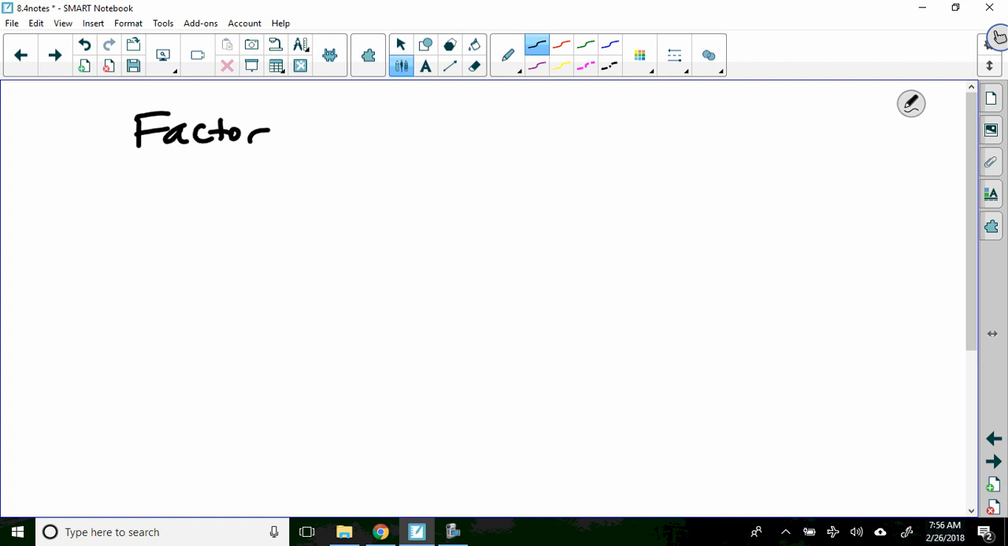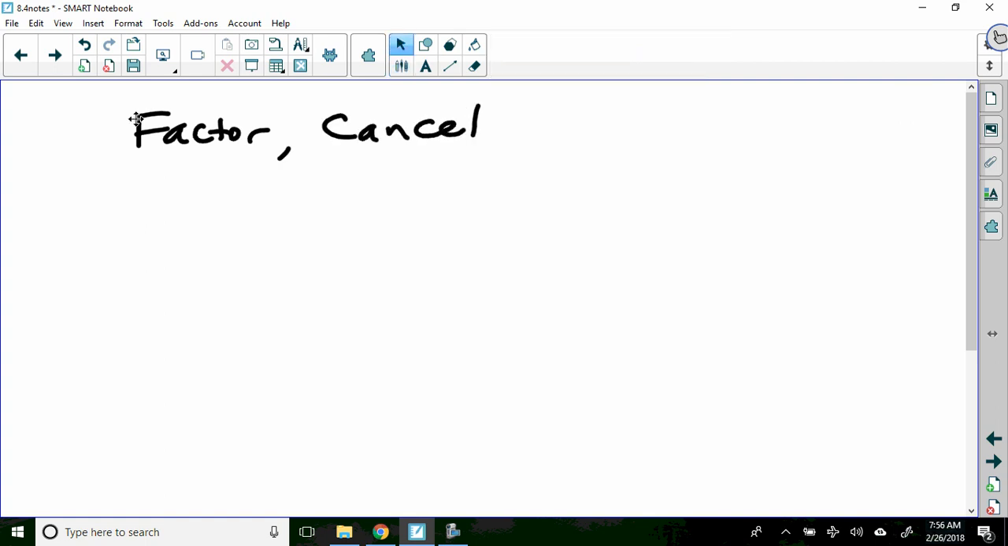Factor, cancel. That's it. That's the notes. Factor and cancel. How do you do these? Factor and cancel. There might be one other thing that I'll need to add. So maybe it's not just two words.